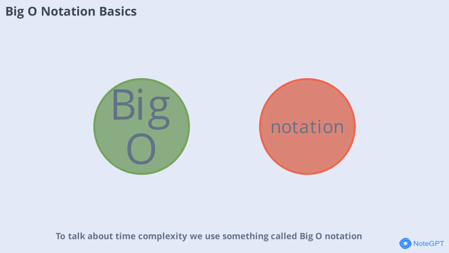To talk about time complexity, we use something called Big O notation. Big O gives us a way to describe how an algorithm's runtime grows as the input size increases. For instance, if an algorithm takes twice as long when the input doubles, we might say it's O(n). If the time quadruples, it could be O(n^2). Big O helps us compare algorithms without worrying about the details of hardware or programming language. It's a universal language for efficiency.